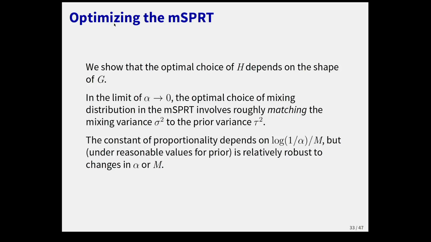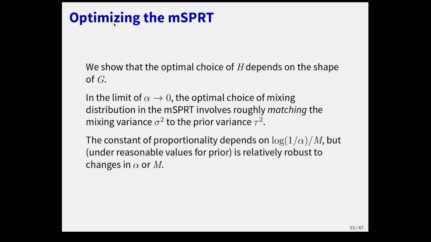And that's really nice, because we can measure a kind of pseudo version of this prior variance by effect sizes that we see in the data. That's at least the approach we took. What's nice about this is that if you look at the matching between prior variance and mixing variance, the constant of proportionality is actually fairly robust across ranges of alpha and m. At least what we saw empirically is that if we end up getting the constant wrong by a factor of say 10, we're still only like 5% off in expected runtime. So this is fairly insensitive.